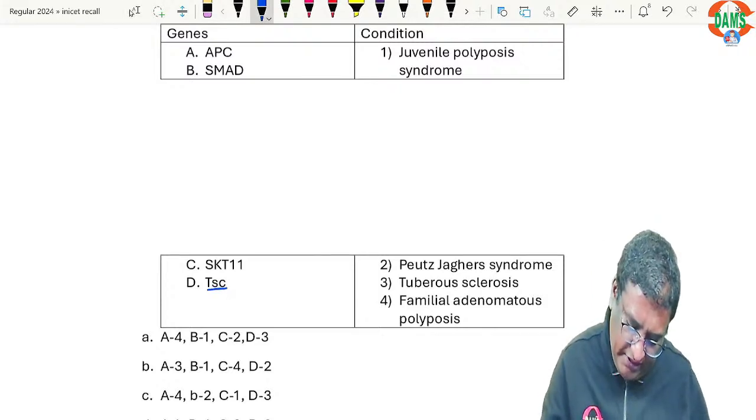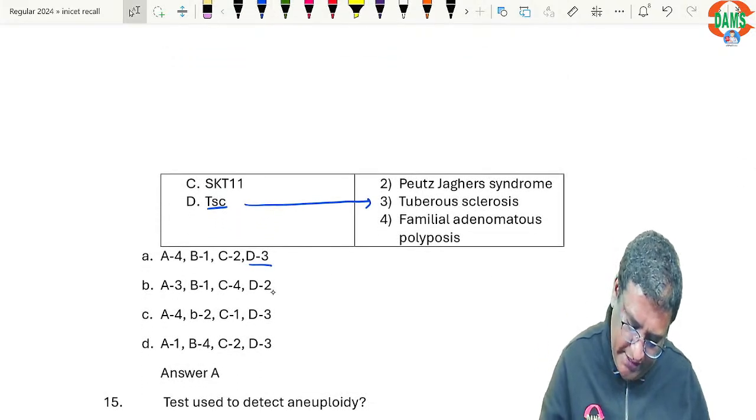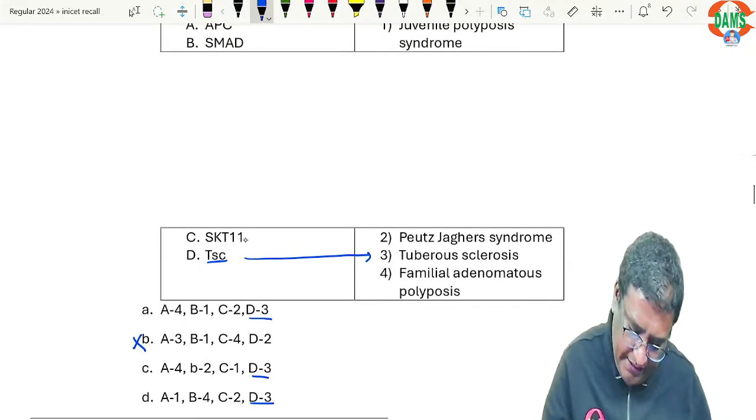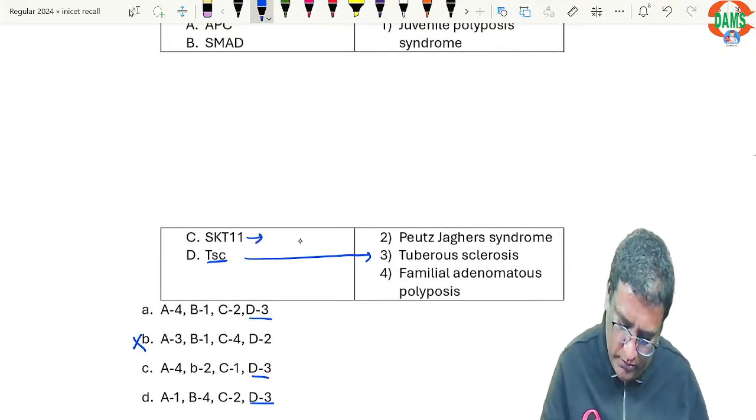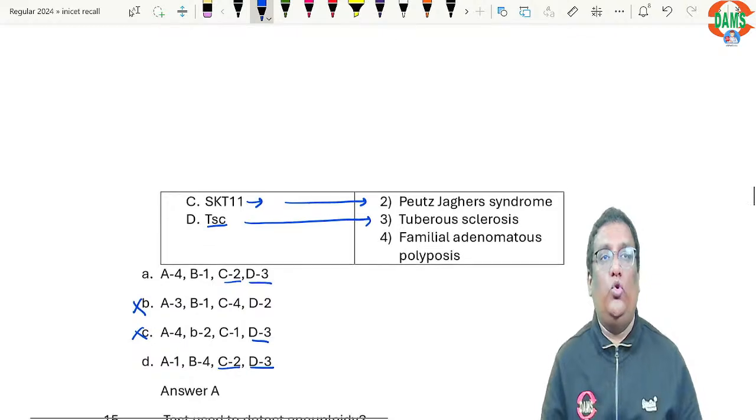I will start with TSC. TSC is for tuberous sclerosis. So D is 3. Three options are there, so option B is ruled out. STK11 is for Peutz-Jeghers syndrome. C is 2. So that means this option also got ruled out.